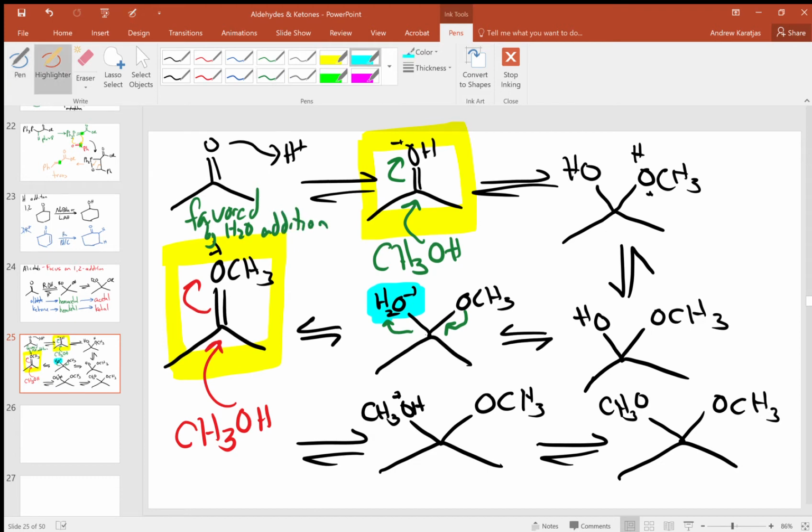But recall that the water is a byproduct in this middle step. And so if we're able to remove one of the products, then we favor the forward reaction. So if we manage to remove water during the reaction, then we favor the hemiacetal, or more often the acetal or ketal.